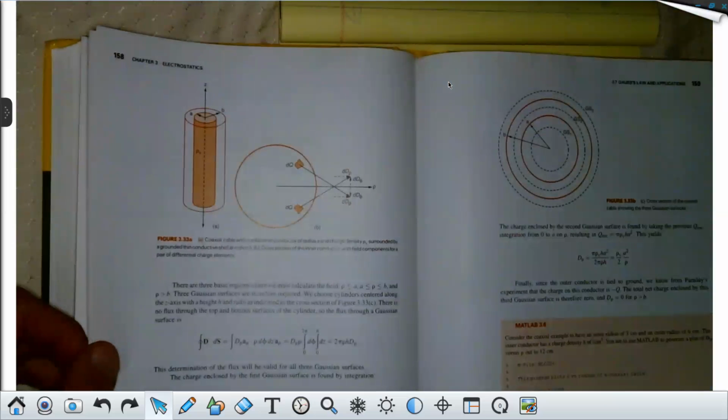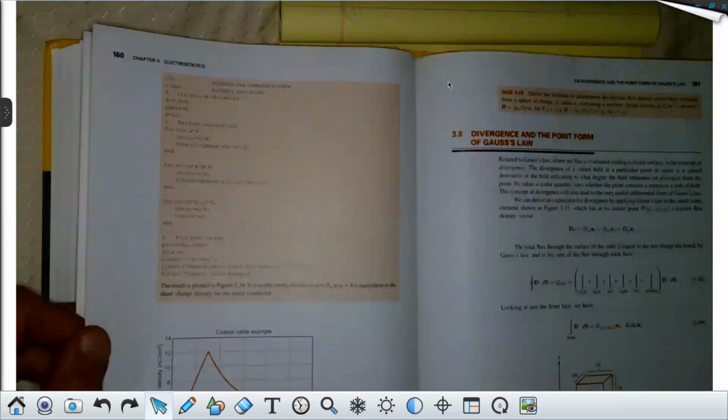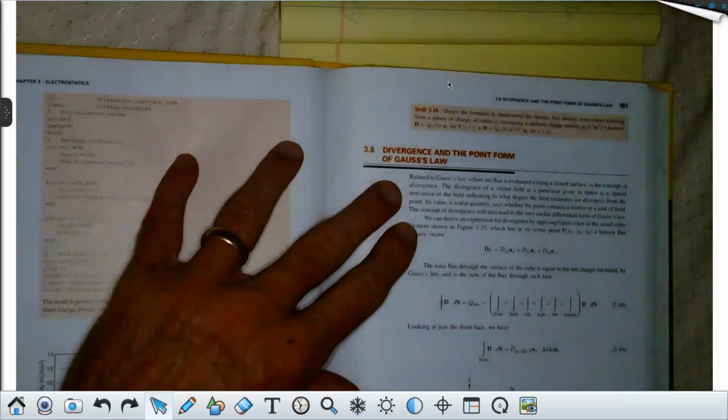And one other thing I'll tell you. The divergence form of Gauss's law is something you have to be familiar with. I mean, these are fairly simple things. Divergence operators in the back of the book, right? It's just doing the derivatives correct. That's about all I got for you as far as what's on there.